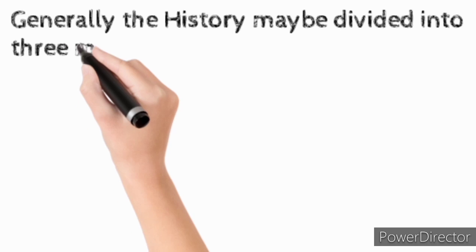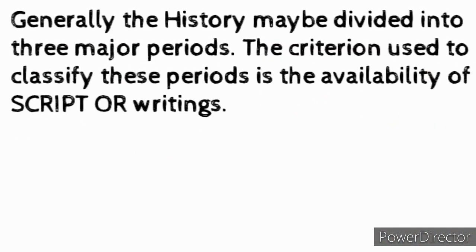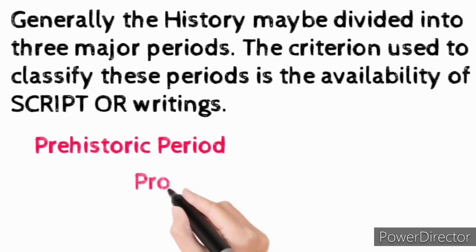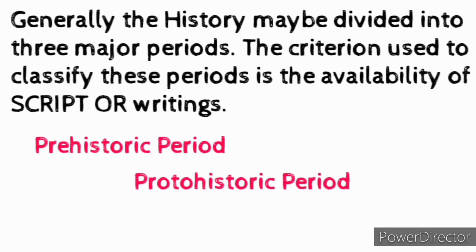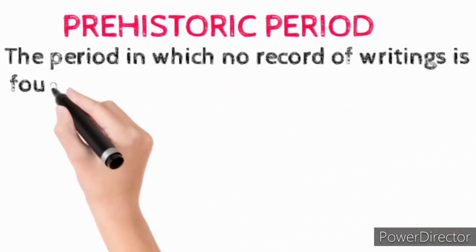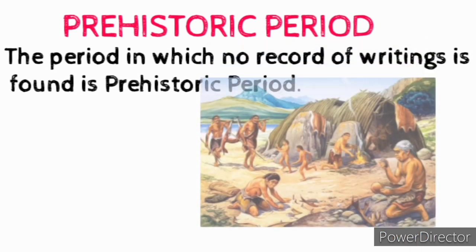Generally, the history may be divided into three major periods. The criterion used to classify these periods is the availability of script or writings. The three periods are prehistoric period, protohistoric period, and historic period. Let us talk about prehistoric period. The period in which no record of writings is found is prehistoric period. Example, Stone Age.